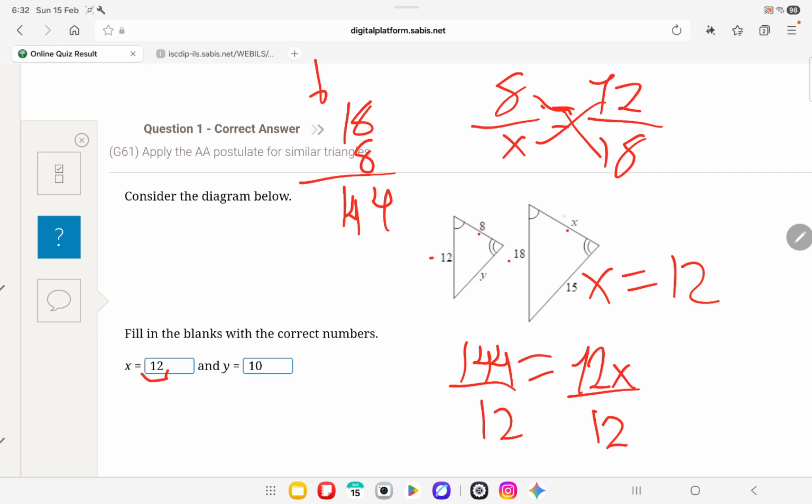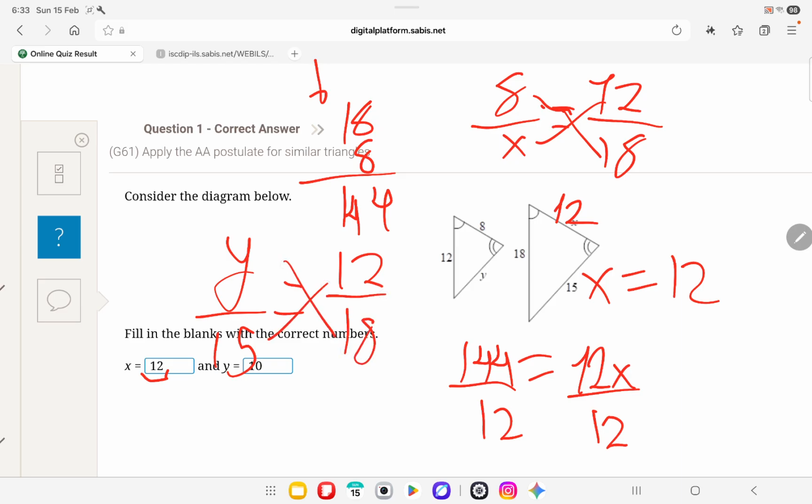So now we have x as 12, right? Now we need to find y. So what do we do? We do the same thing. We do y over 15 is equal to 12 over 18. Same thing, we cross multiply, it'll be 18y is equal to 15 times 12.